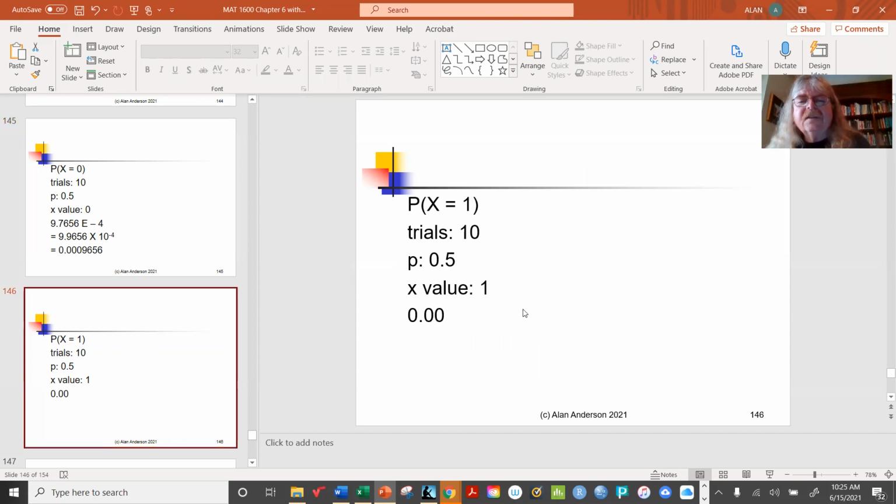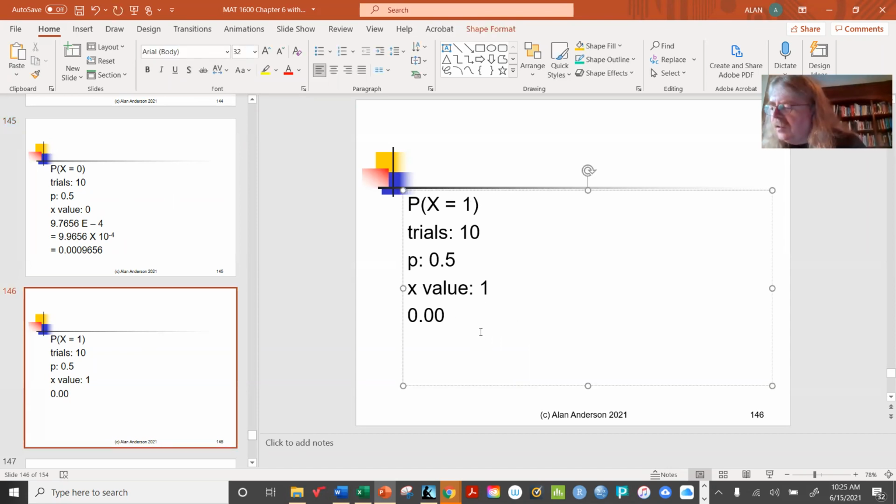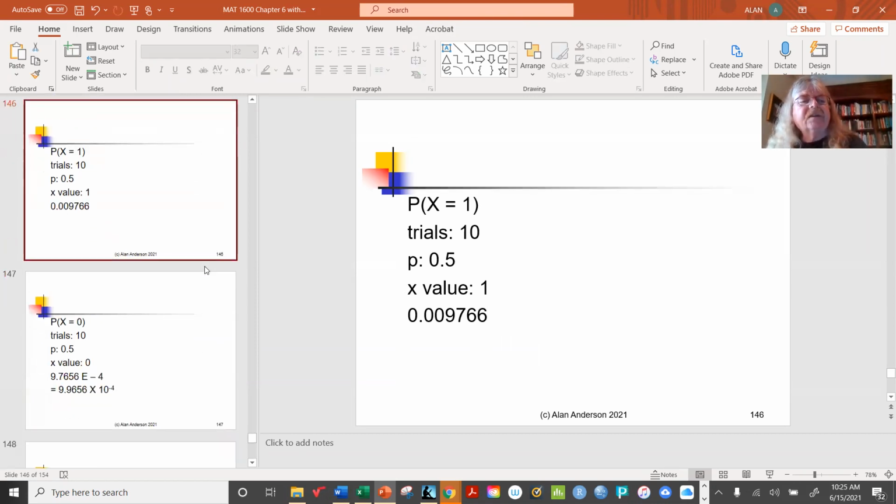Let's do 1. Now this time it's not quite so tiny. It doesn't need scientific notation. 0.009765, let's say, 66, close enough. And then let's do the same thing for X equals 2.